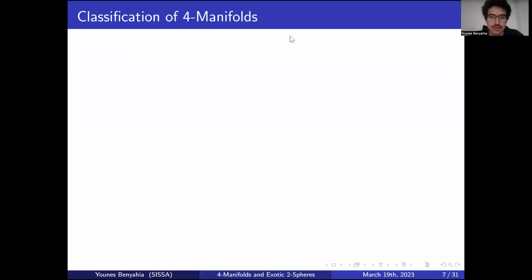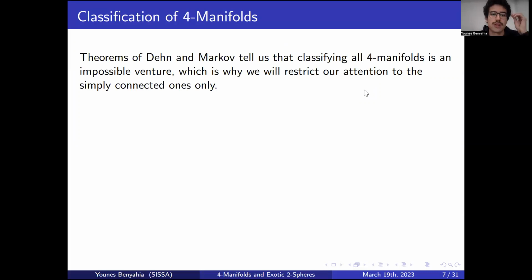So now we talk about classification of 4 manifolds. If we want to classify all 4 manifolds, there are theorems of Dehn and Markov, which tell us that it's impossible. This is mainly due to the fact that all groups appear as fundamental groups of a 4 manifold. This was a theorem of Dehn, and then a theorem of Markov says that, using the theorem of Dehn, if you classify all 4 manifolds, then this will give you an algorithm to classify all groups or solve the word problem, so that's why it's impossible to classify all 4 manifolds.